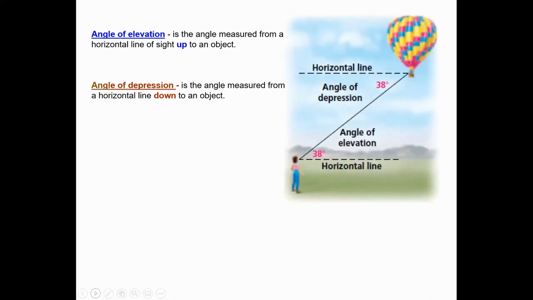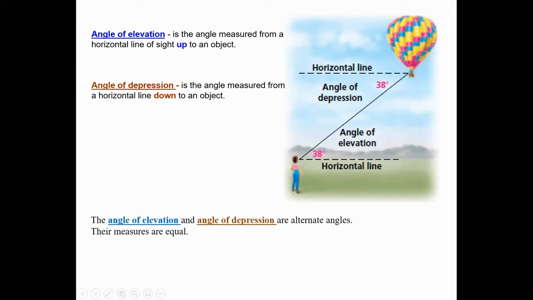So this will be from the young lady here watching this balloon. Her horizontal line will be from her sight straight ahead. Her angle of elevation will be the way she's looking up at the balloon. That is between not the ground, but her eyesight to the balloon. Now, her angle of depression, looking down, would be from the balloon looking down at her. So if somebody's in the balloon looking down at her, they would have what we call an angle of depression.